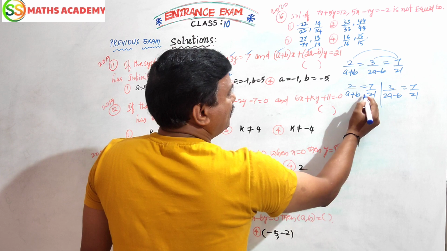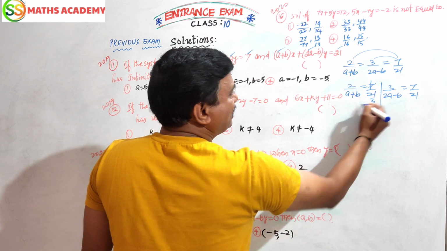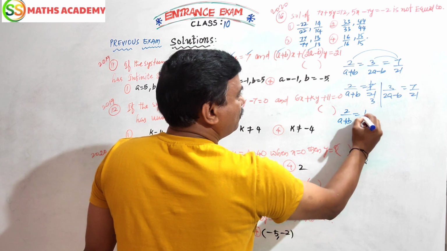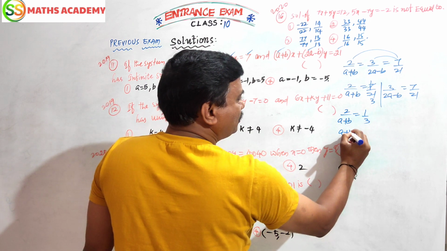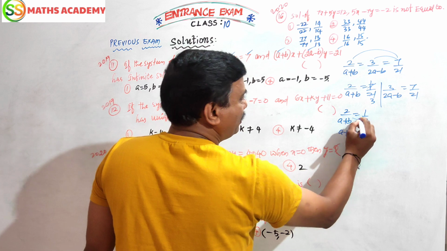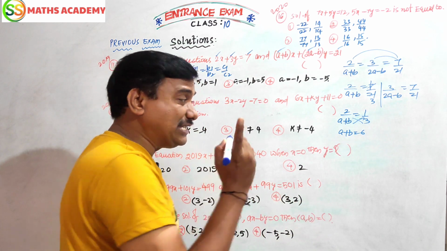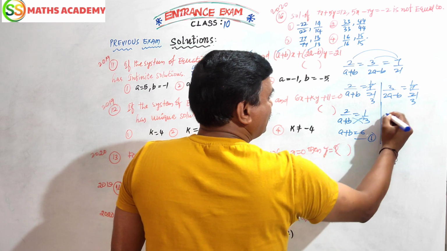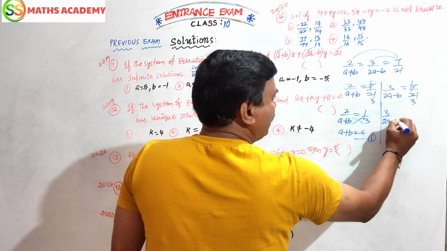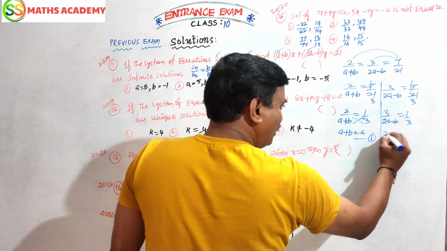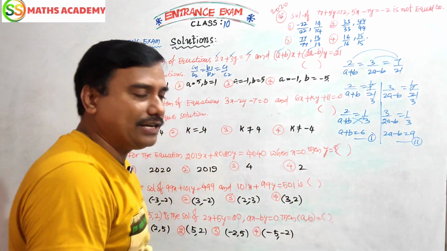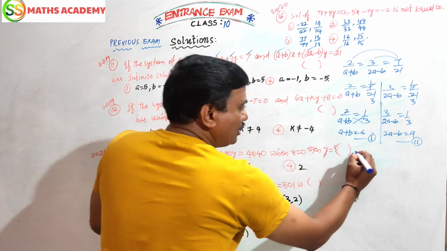Now, friends, 7 1s are 7, 7 3s are 21. 2 by a plus b equals 1 by 3. Now a plus b equals 6, by cross multiplication. Equation 1. Here also 7 1s are 7, 7 3s are 21, 3 by 2a minus b equals 1 by 3. 2a minus b equals 9. Equation number 2. Okay. Now solve equations 1 and 2.